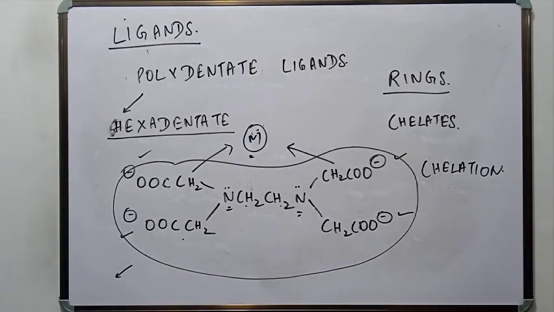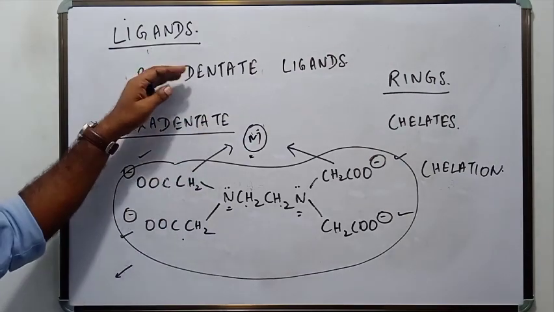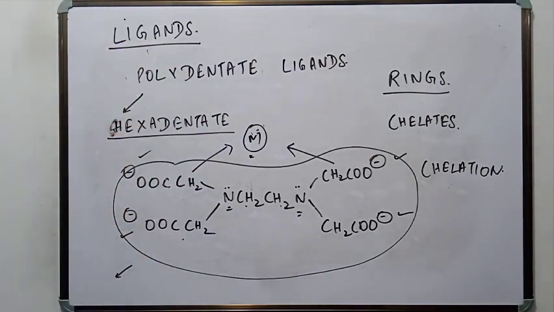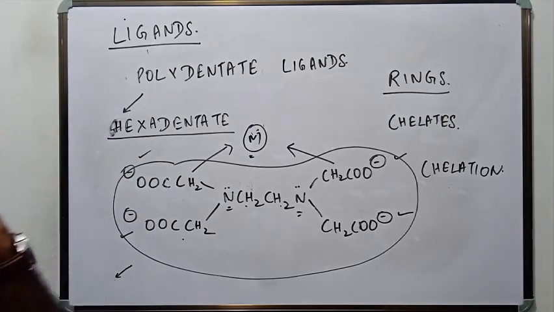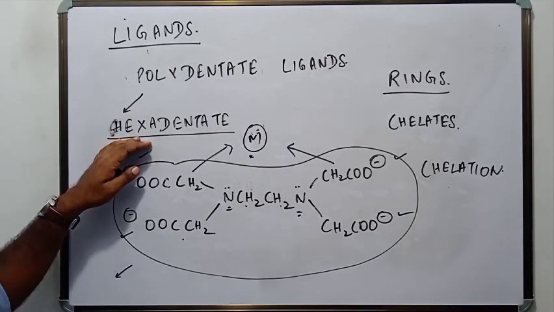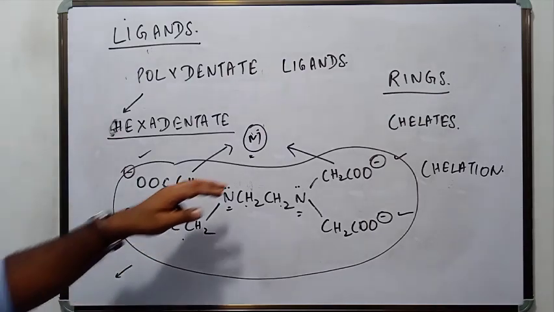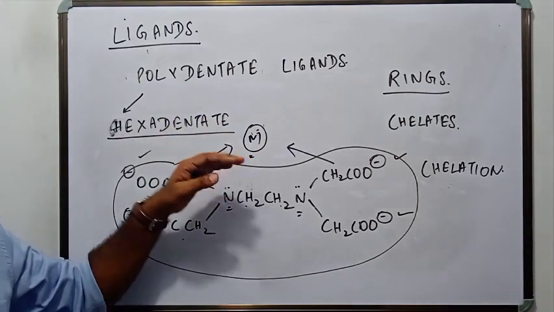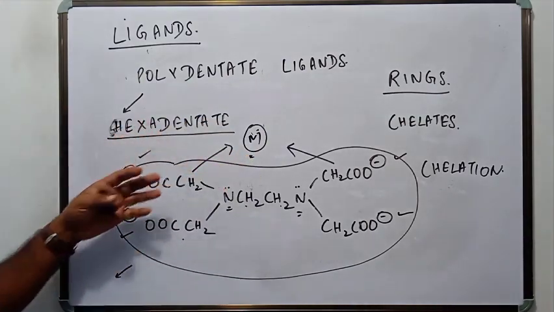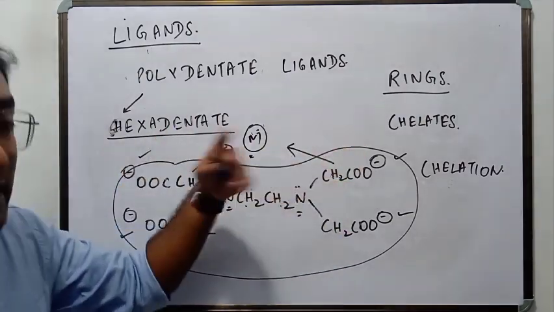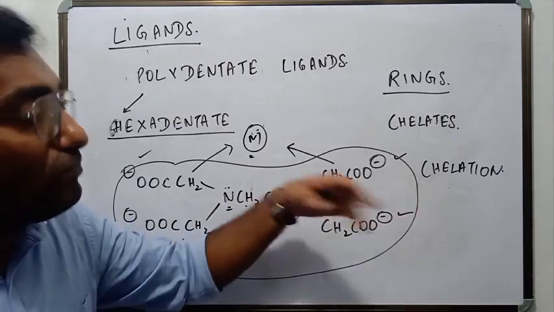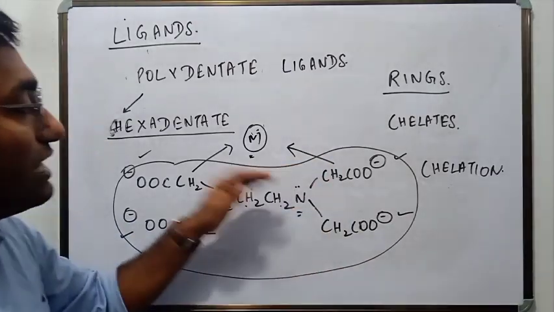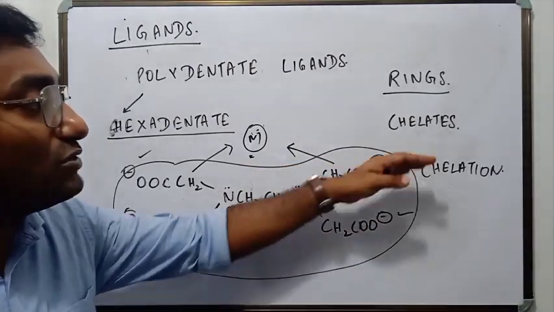So to repeat, in the case of monodentate, rings are not formed. But when we talk about polydentate ligands like bidentate, tridentate, tetradentate and even hexadentate ligands, they form more than one linkage, and that leads to the formation of rings. These rings are stable and are called chelates, and the process of incorporating such metal ions into stable rings or chelates is called chelation.